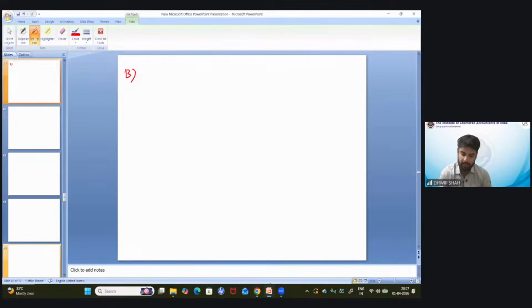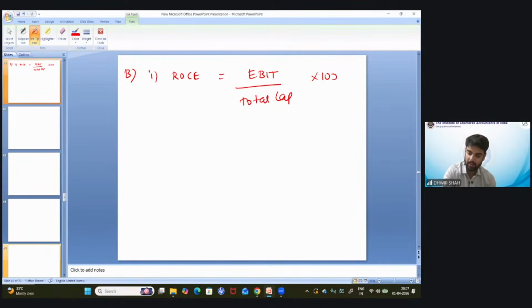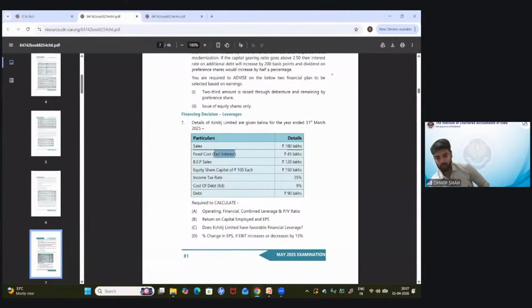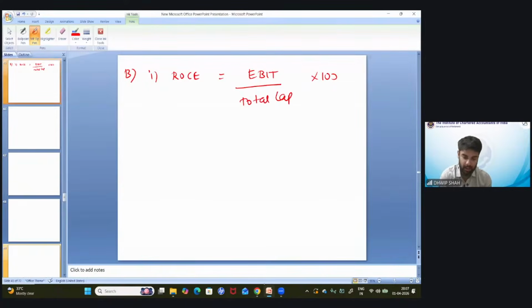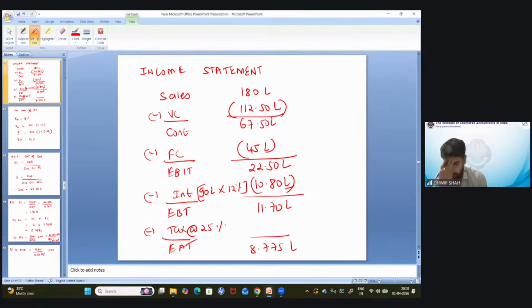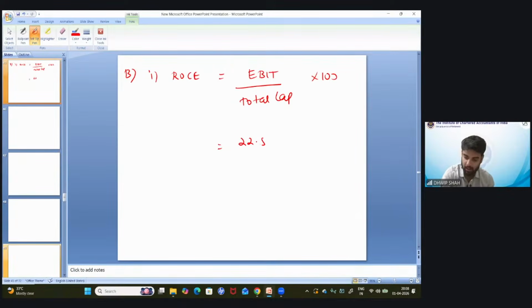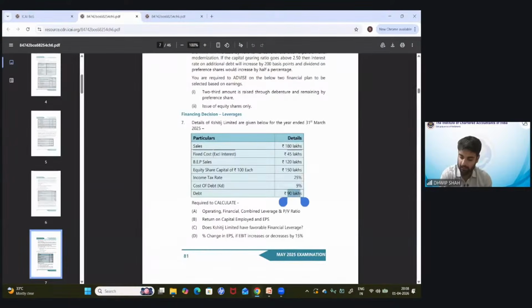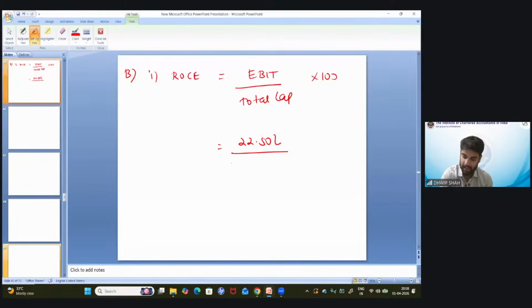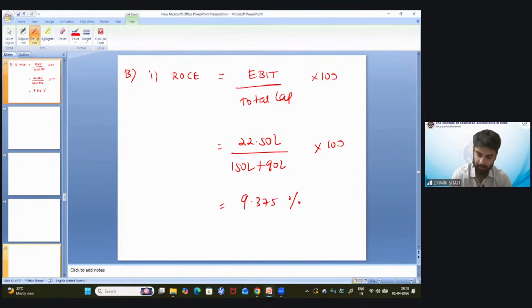Return on capital employed and EPS. So in B, first asked is ROCE, return on capital employed. Can I say it is nothing but EBIT upon total capital into 100? Yes or no? Total capital into 100. So how much was our EBIT? Once this income statement is ready, see how easily we are able to solve everything. EBIT is 22.5 lakh. Total capital, can I say it is nothing but debt plus equity share capital? So 150 lakh plus 90 lakh into 100. So 22.5 divided by 240 into 100. 9.375% is my ROCE.